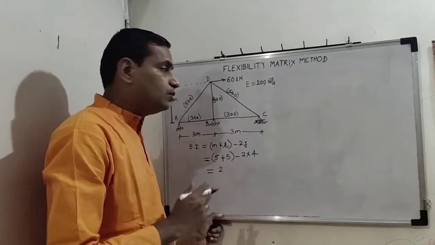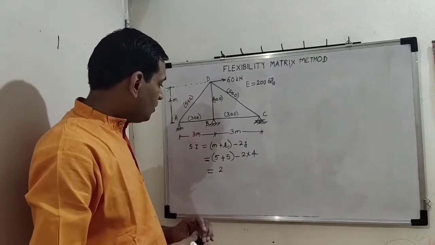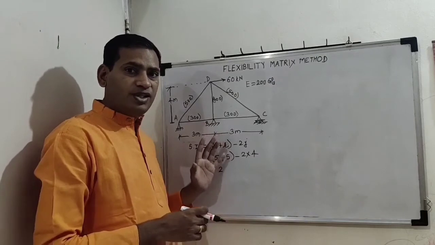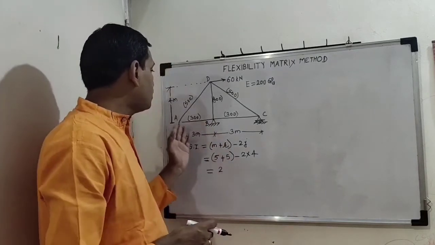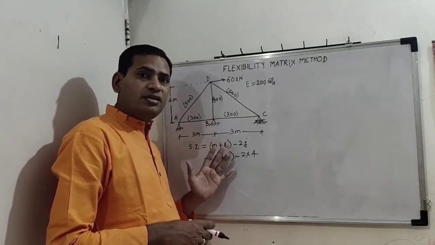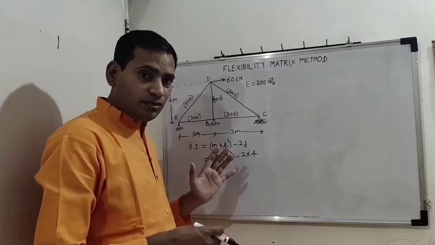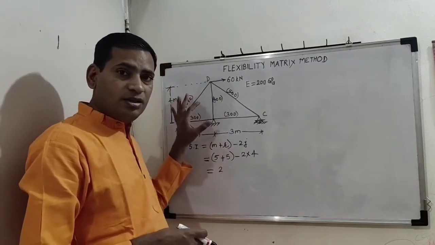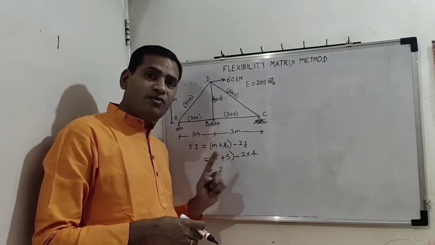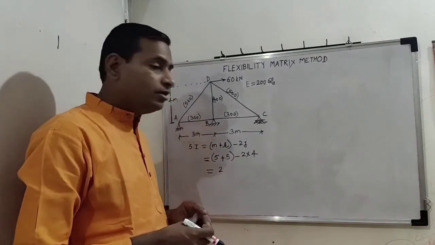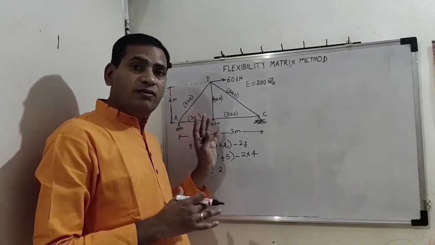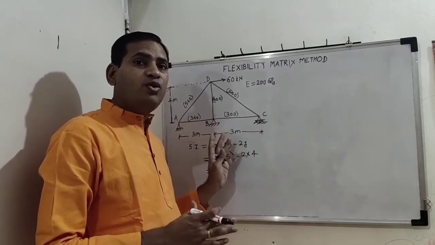So we have a better option of going for external redundancy. What is external redundancy? Whatever the support reactions are there, you assume any 2 support reactions as 0. Make the given truss statically determinate, but while selecting the reactions, you have to take one precaution: you have to select reactions in such a way that the given truss will be stable, it will not collapse.